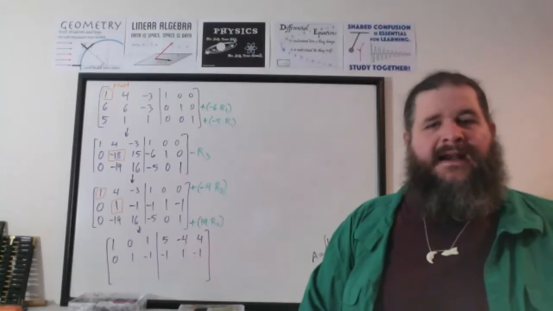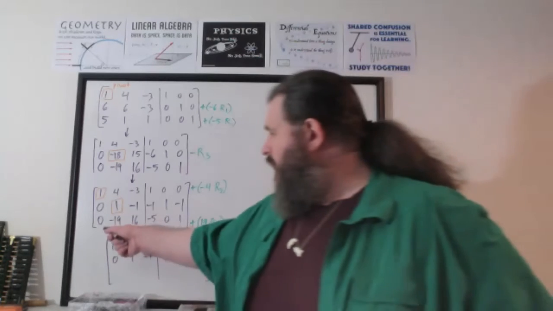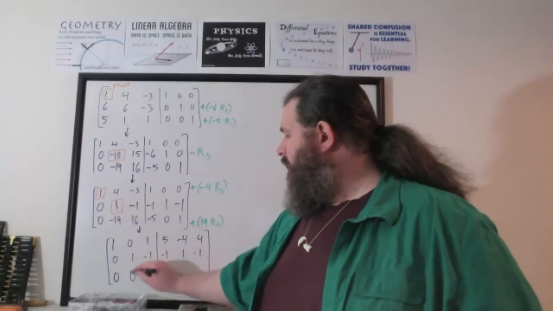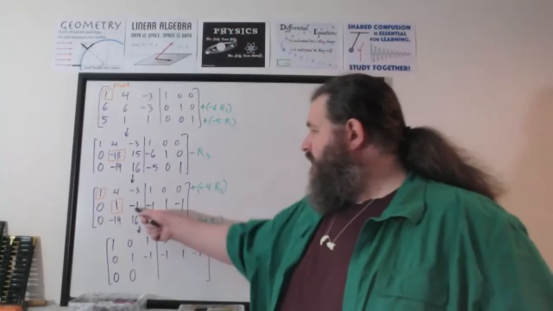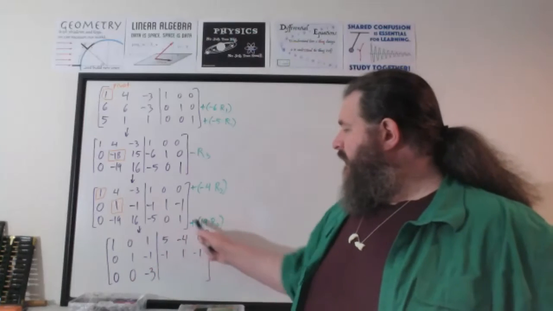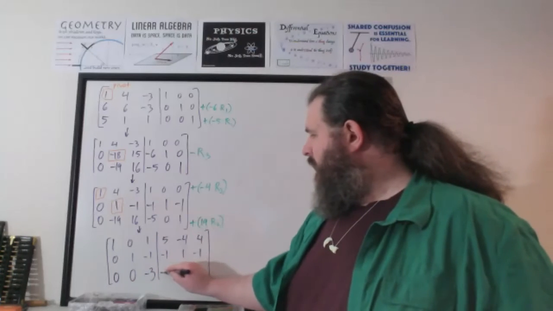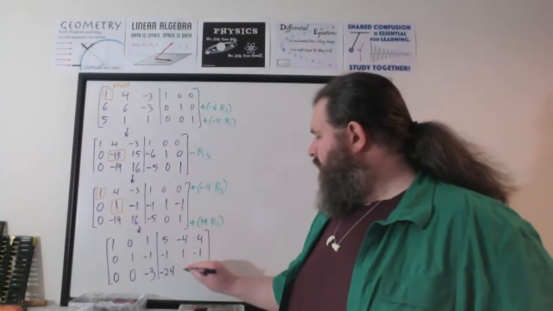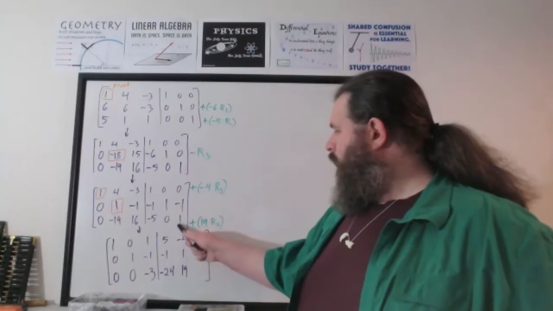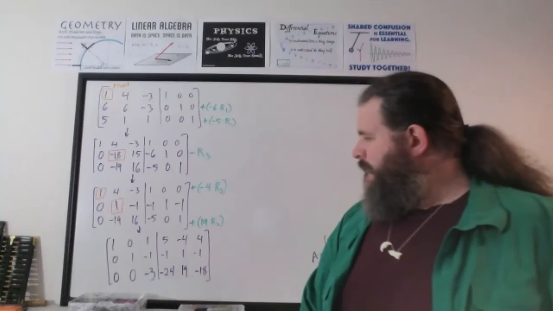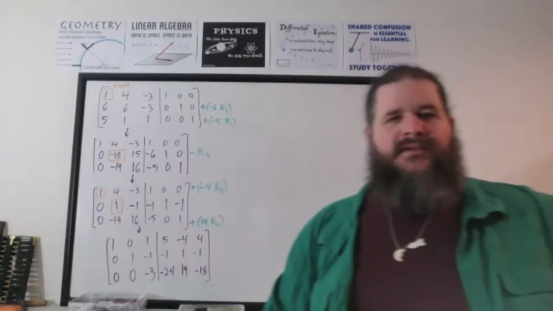And third row, we're adding 19 times the second row. So 0 plus 0, negative 19 plus 19, 16 plus negative 19 should be negative 3. Negative 5 plus negative 19 is negative 24. 0 plus 19. And 1 plus negative 19. Any questions on that so far?